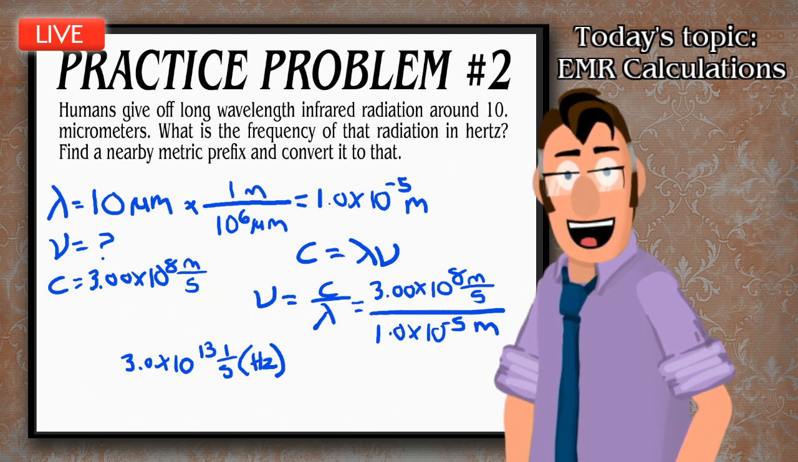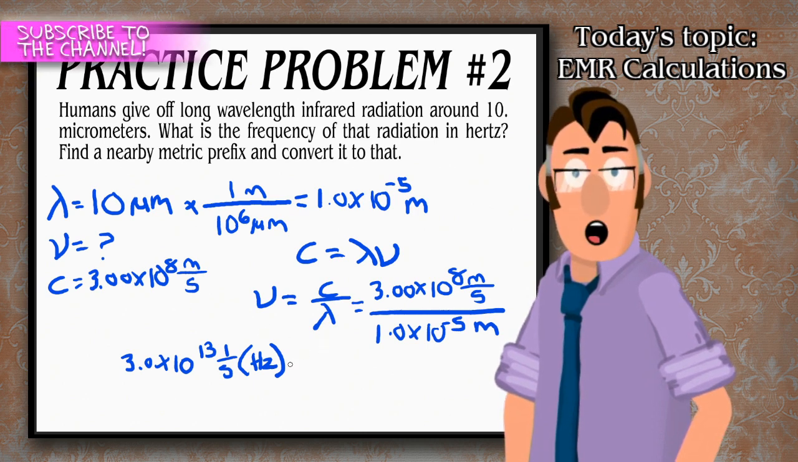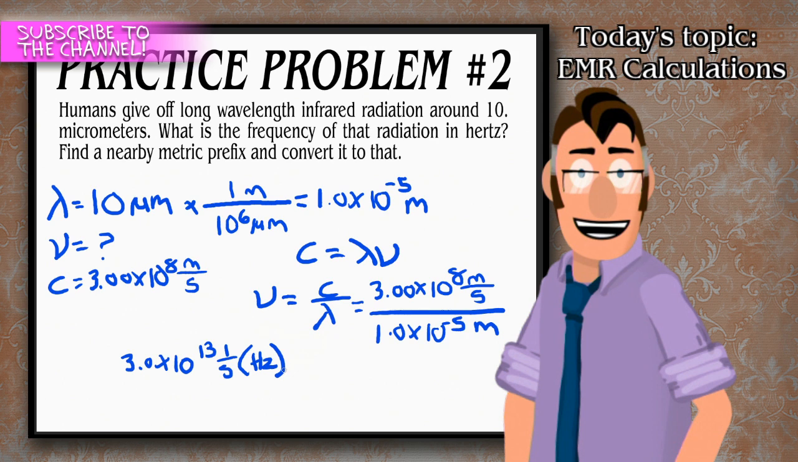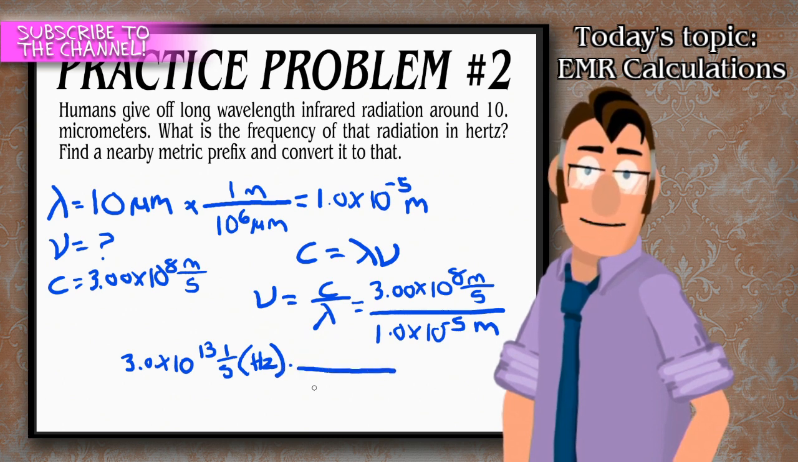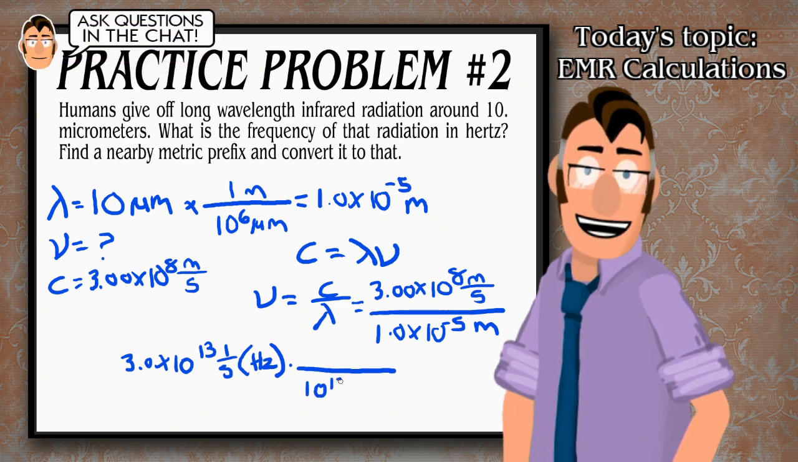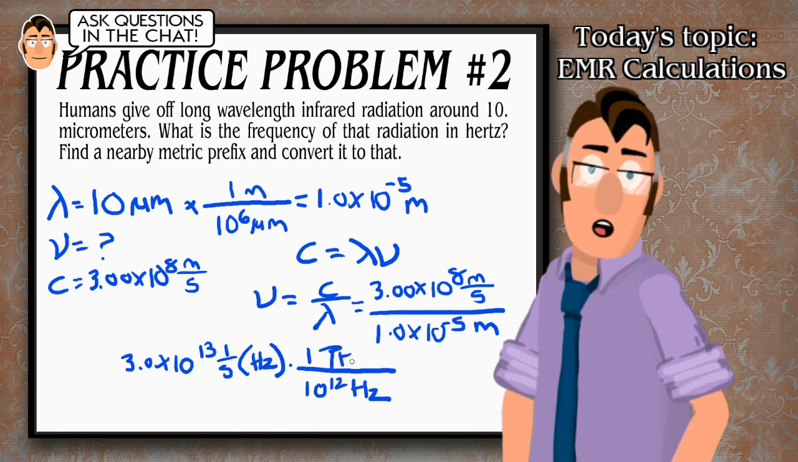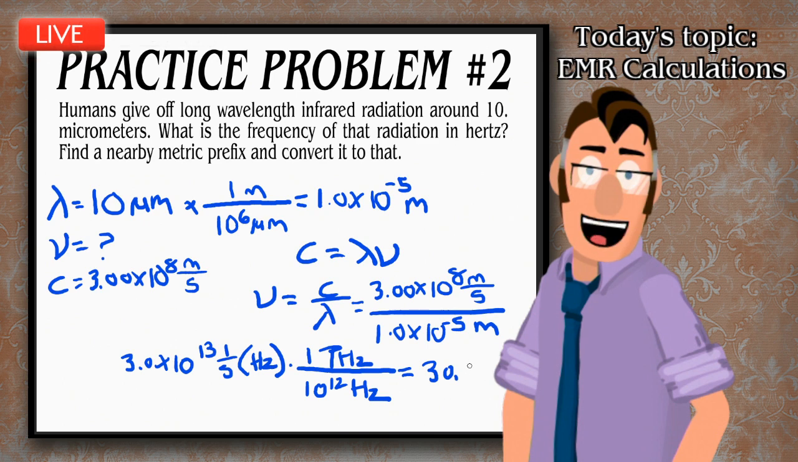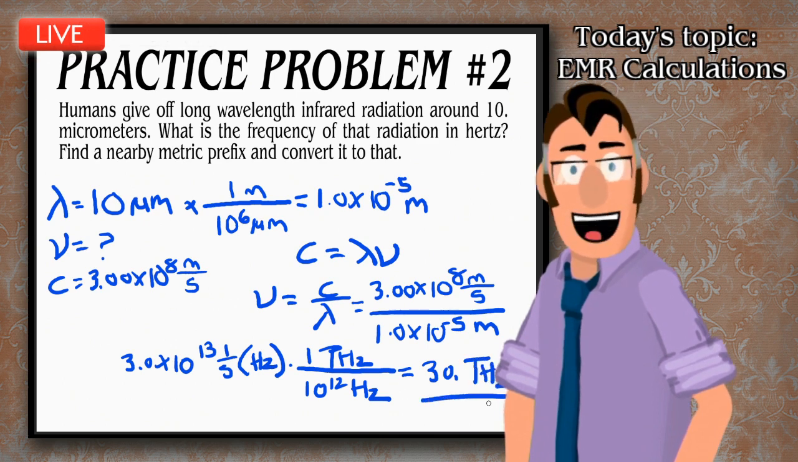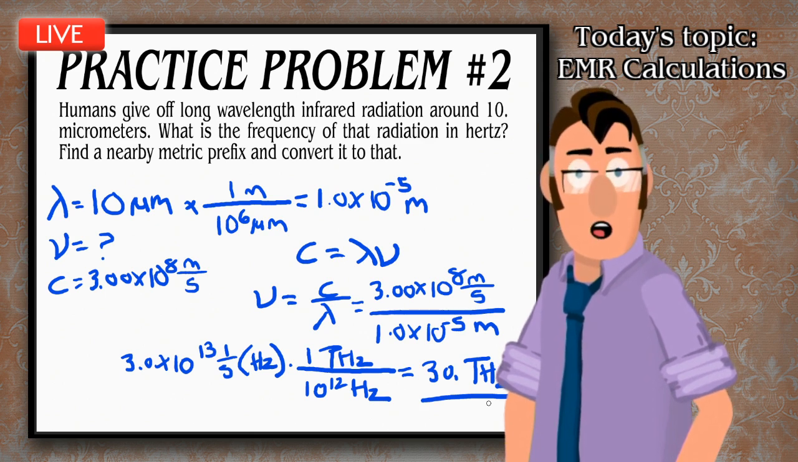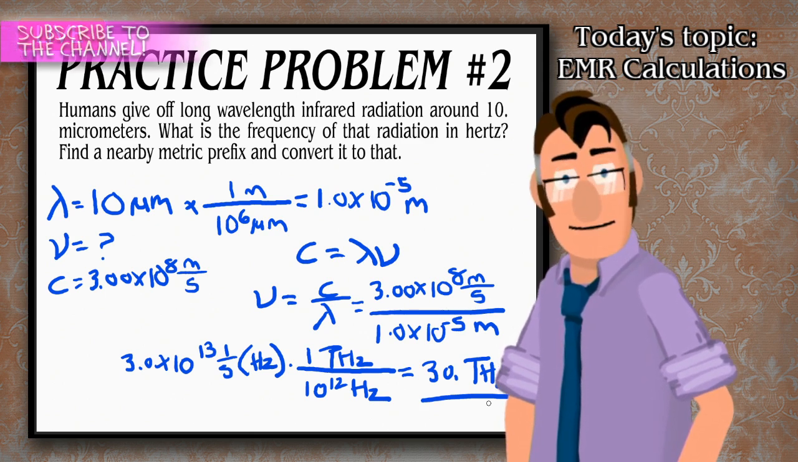And again, fans of prefixes will know that we can probably translate this to tera, which is right around that. So we're going to put 10 to the 12th hertz on the bottom, and then we'll put 1 terahertz on top. And so that ends up being about 30 terahertz. Okay, and so that is the frequency of the electromagnetic radiation that you give off.